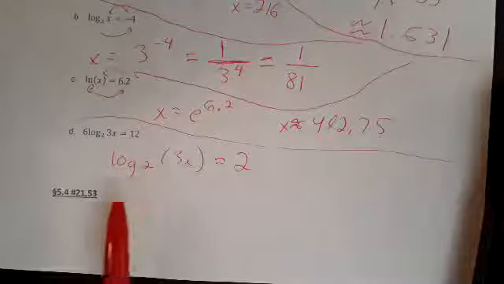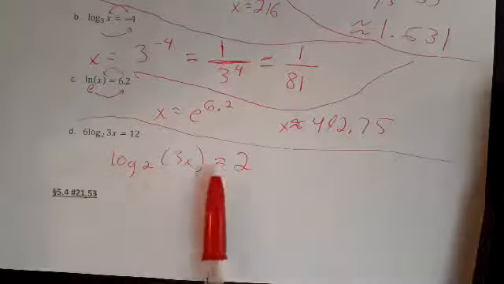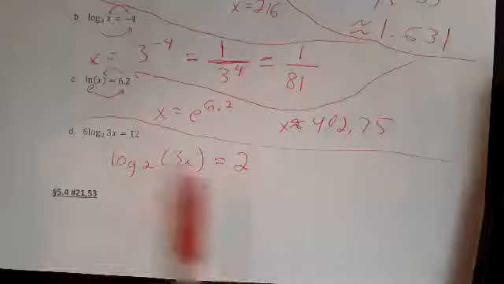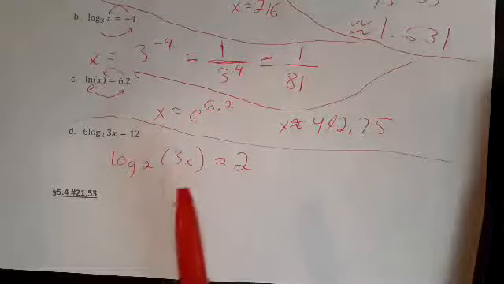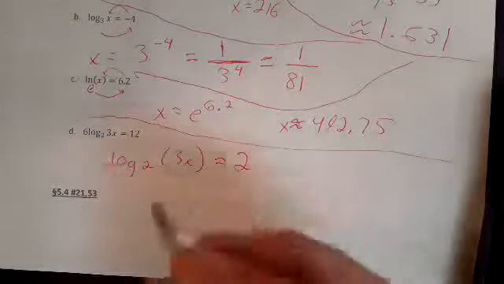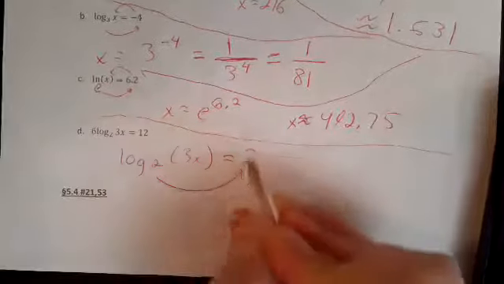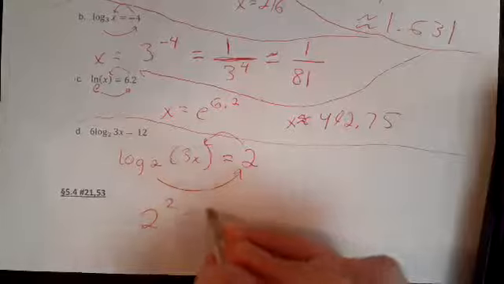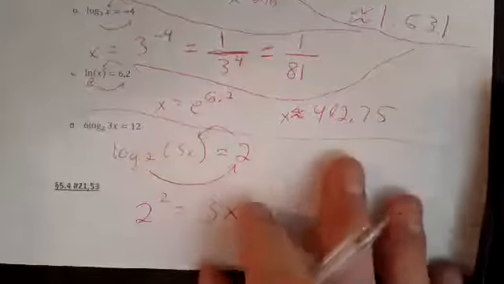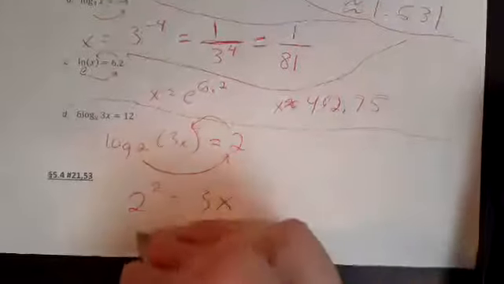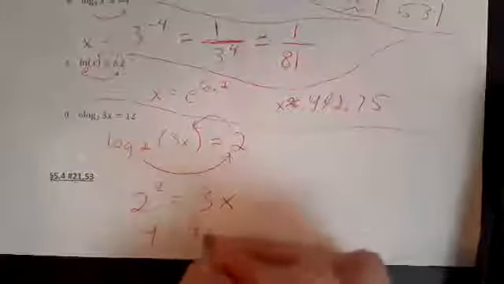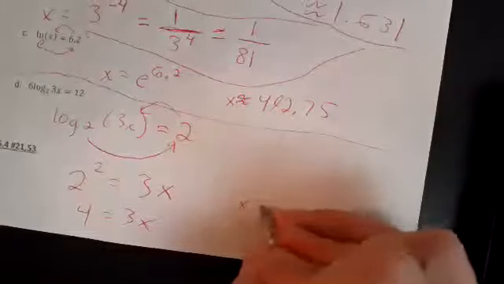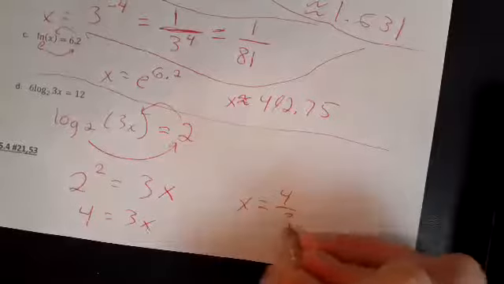Now, I have nothing multiplying my log. I have nothing adding to my log. I have this log by itself. If I have the log by itself, I can use my log property. This says 2 squared is going to give me 3x. So this is saying what? 4 is 3x. And if we want to solve for x, we have to divide by 3. So I believe x should be what? 4/3.